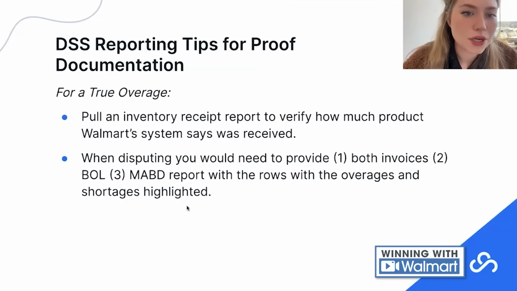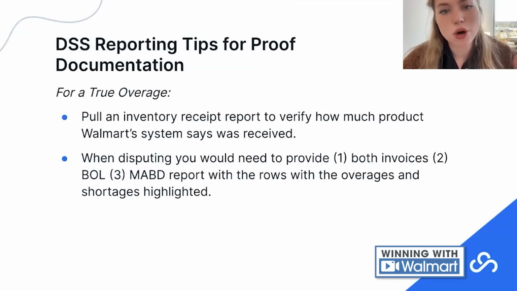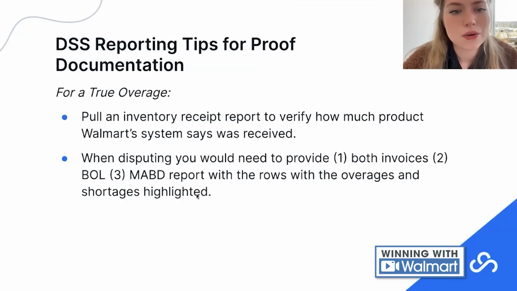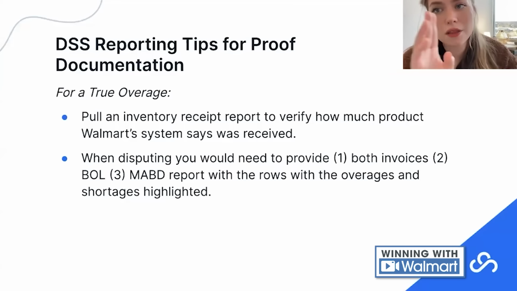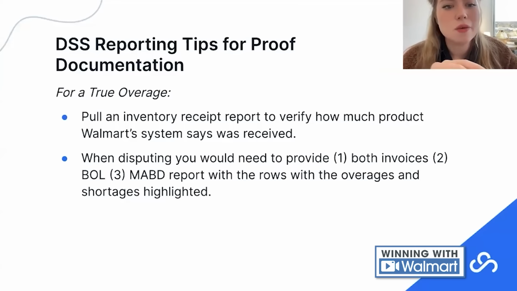So for a true overage, you're going to want to pull an inventory receipt report to verify how much product Walmart says was received. And I think we have the DSS report or recipe here in a second. And then whenever you're disputing, you're going to want to provide both invoices, the original one and the new one that you bill for, the BOL, that bill of lading, so any of that shipping documentation that you have, and your must arrive by date report with all of the rows of the overages and the shortages highlighted.